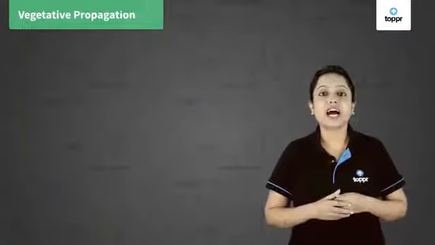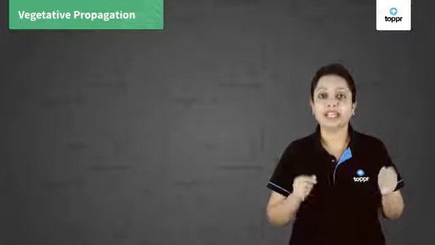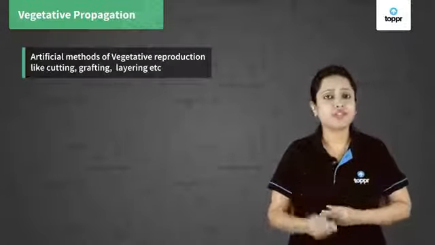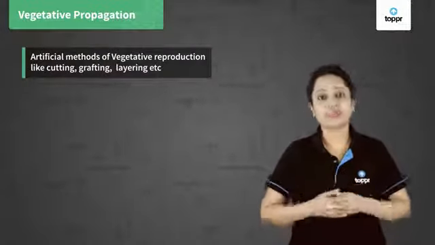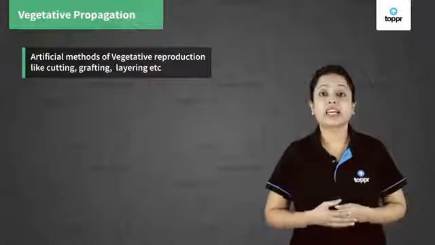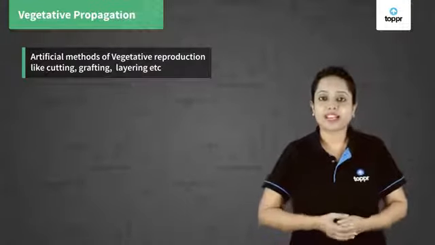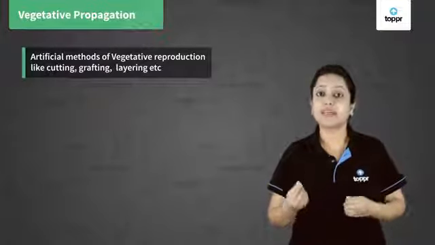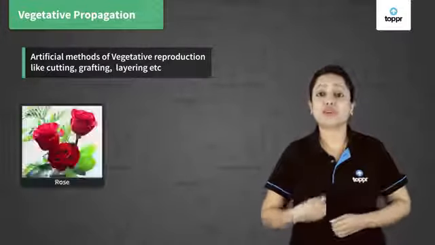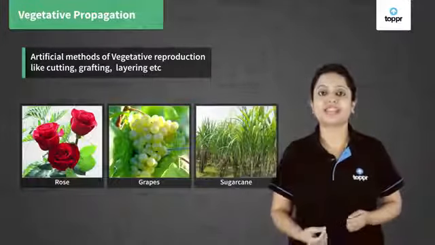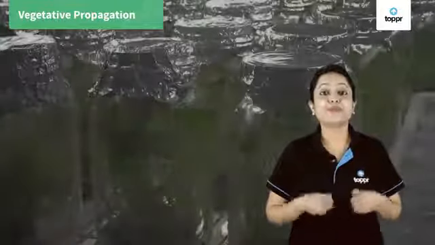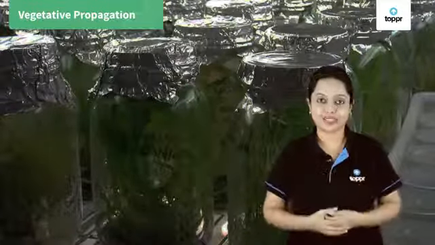characteristics. Nowadays, many farmers and gardeners are using artificial methods of vegetative propagation like cutting, grafting, layering, etc. By these methods, many plants like rose, grapes, sugarcane, etc. are grown. You might be amazed to know that scientists and plant biologists have found new techniques to grow plants.